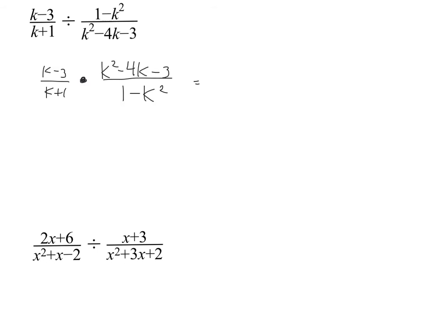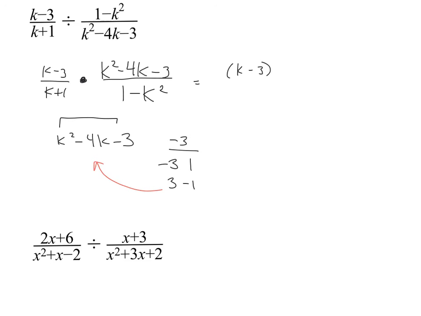Now the top, k minus 3. Now I made this one intentionally. If you look at k squared minus 4k minus 3, if we try to factor this, 1 times negative 3 is negative 3. Well, the only things that multiply to negative 3 are negative 3 and positive 1, or 3 and negative 1, and neither of those factors will add to negative 4. So this actually does not factor. So we'll write this as k squared minus 4k minus 3, because it doesn't factor.